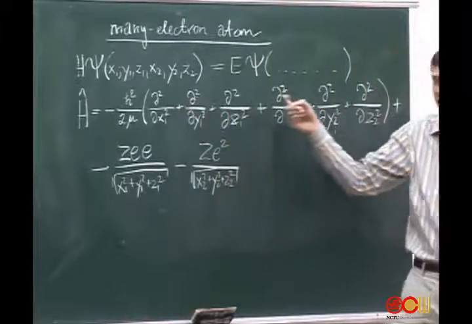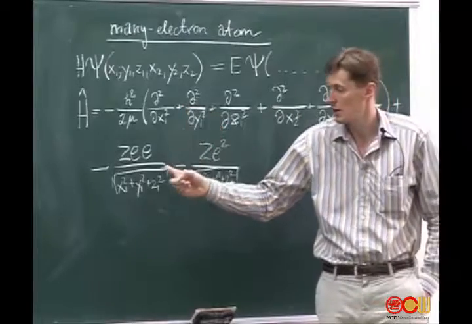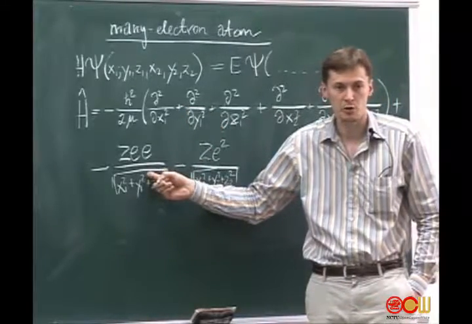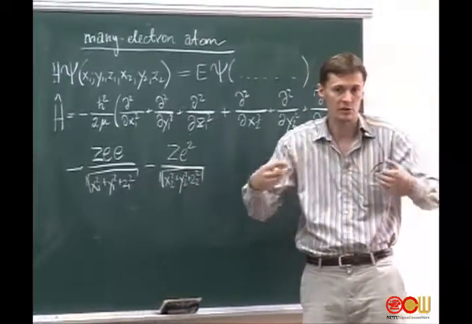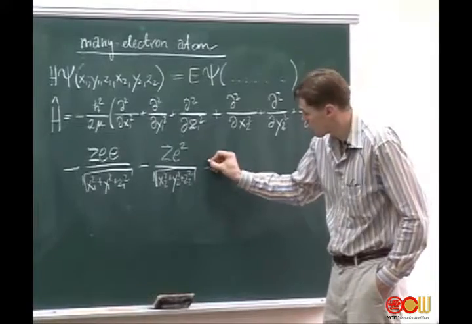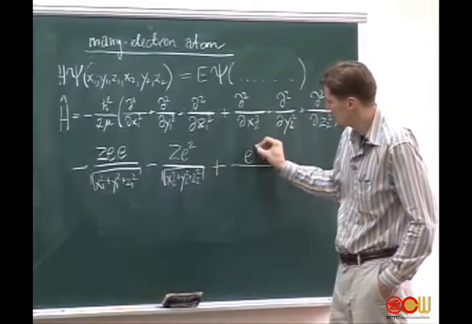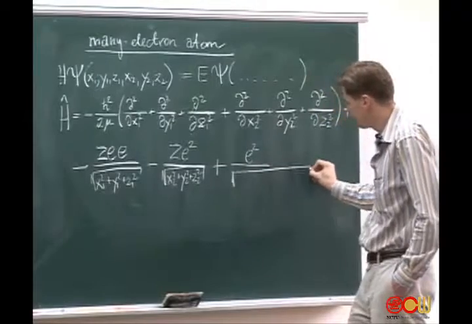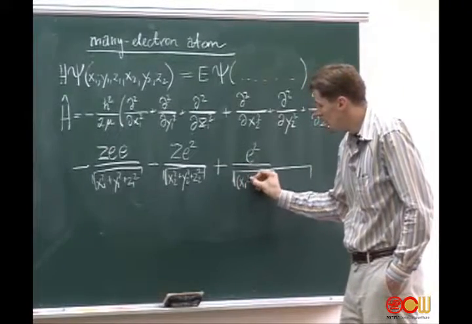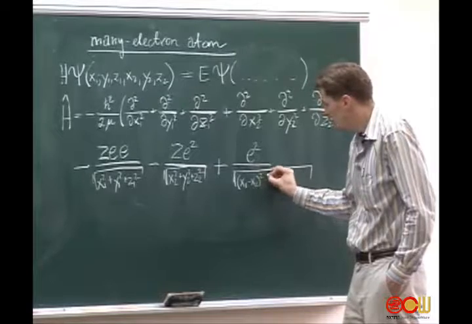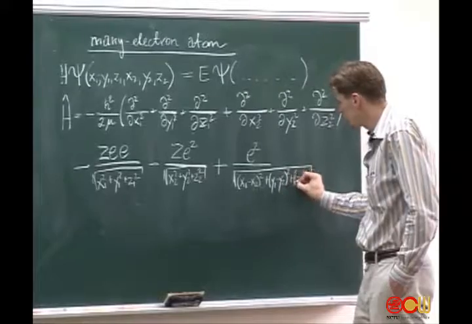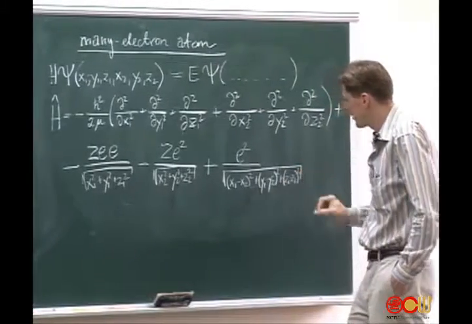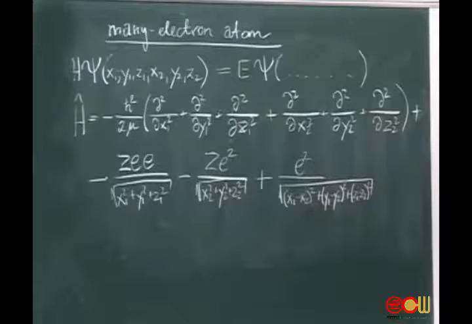So again, kinetic energy of both electrons, interaction of the first electron with the proton, interaction of the second electron with the proton, and of course the electrons interact with each other. So it's a repulsion this time. We have e square, and here we have x1 minus x2 square plus y1 minus y2 square plus z1 minus z2 square. Good, finished. Now the equation doesn't look so bad.